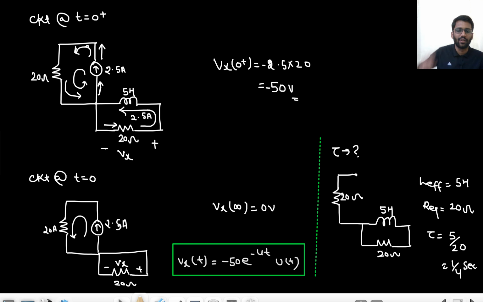What also I saw is that the other 2.5 ampere current will keep on flowing here. Even if it was 100 ampere, no part of the current would come to this loop, so it will keep on flowing in one loop only. Now coming to the circuit at t equals to infinity, the inductor will be shorted, so Vx will be 0 volt, and also this 2.5 ampere current will keep on flowing there.